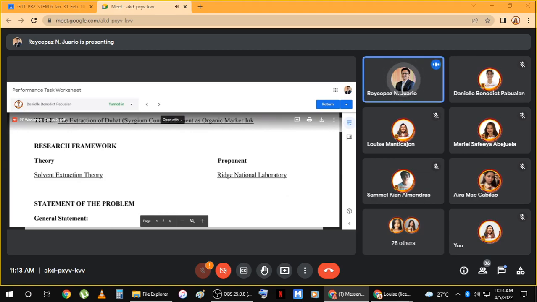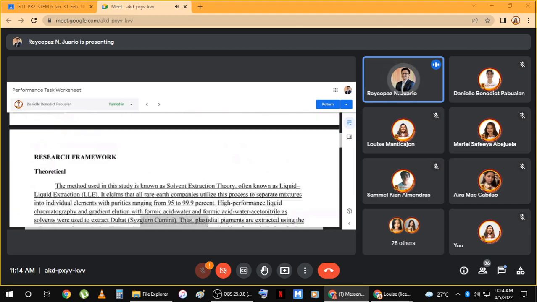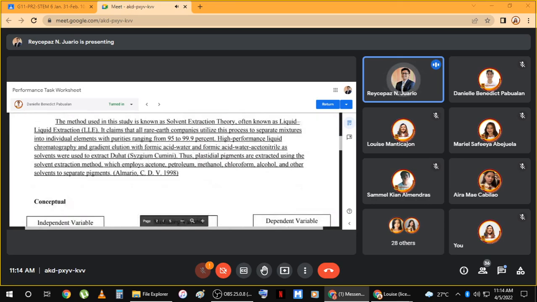It says in your theory, the solvent extraction theory, the proponent is Ridge National Laboratory. And then I'm a little bit confused with it. What's in your theoretical framework? Because you have here Almario CDV 1998. So who is the proponent here? Ridge or Almario?